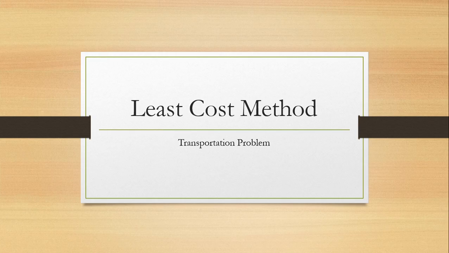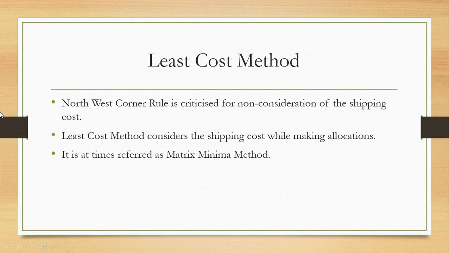Today we will be discussing the least cost method, another method used in the transportation problem. The Northwest Corner Rule that we discussed in the earlier lecture is criticized for non-consideration of the shipping cost. Since we are dealing with the transportation problem and trying to minimize the cost of transportation, several are of the opinion that the shipping cost should be considered. So, the least cost method is preferred, the reason being it considers the shipping cost while making the allocations.